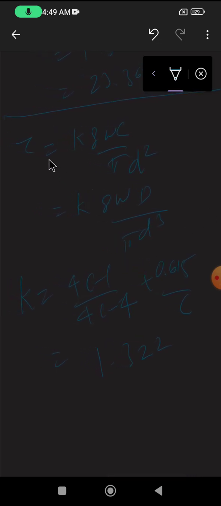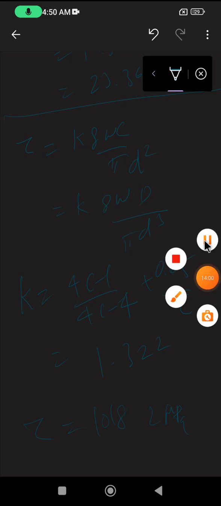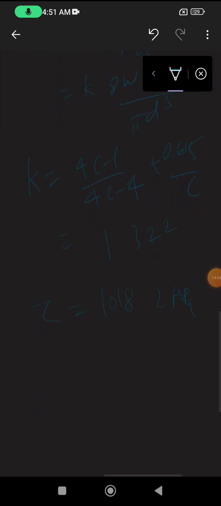So in the shear stress formula, now K we have, 8W we have, that is 1 kilonewton, C we have, and D we have. So if we find tau, the shear stress, it will be 1018.2 megapascal. So this is the shear stress induced. Similar types of examples will come in the exam based on these formulas only.